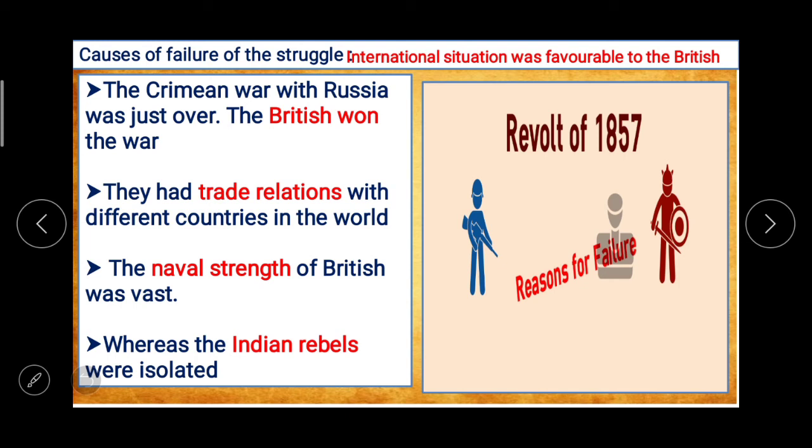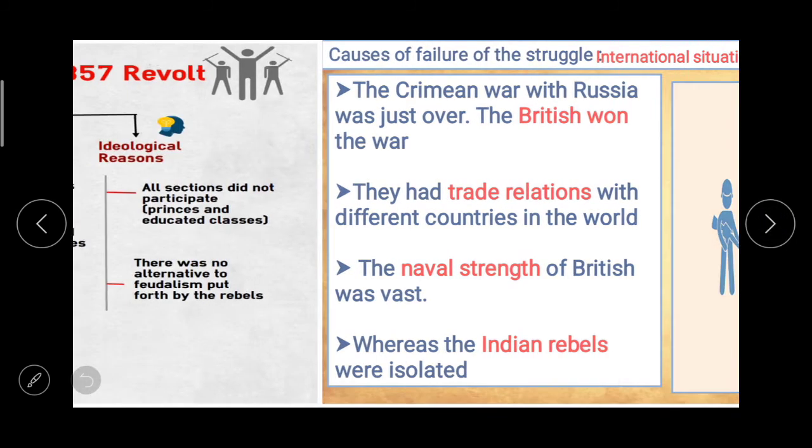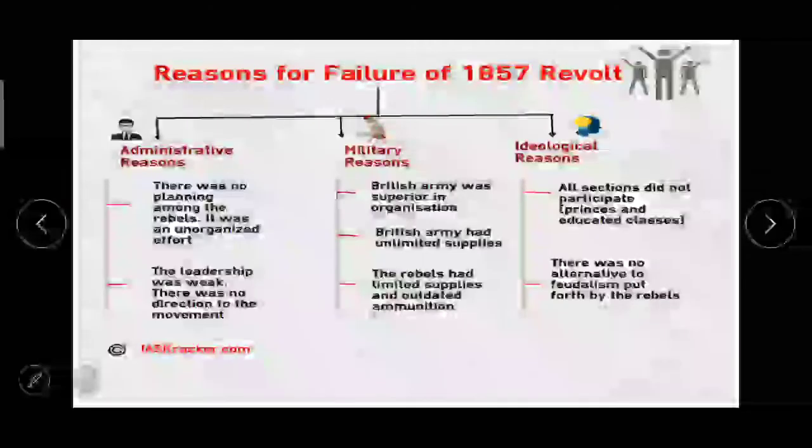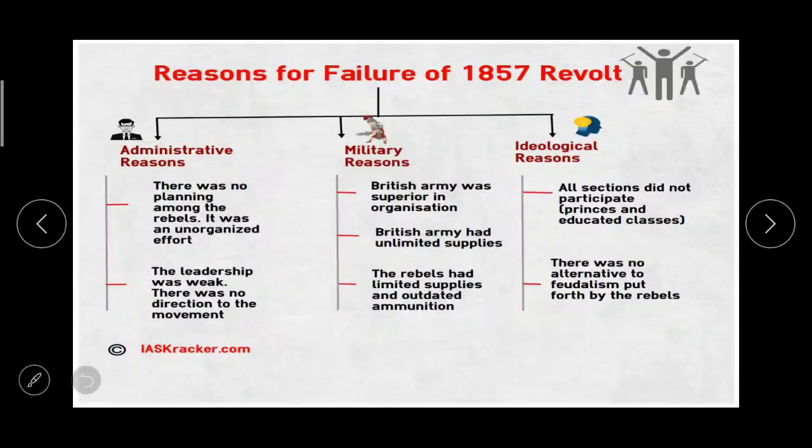रिबेल्स थे लेकिन वो अपनी अपनी जगह पे अपनी अपनी तरह से उनको अपोज कर रहे थे. There was no leader, there was no military tactics and lack of central leadership, and all these things resulted in the failure of the 1857 struggle.